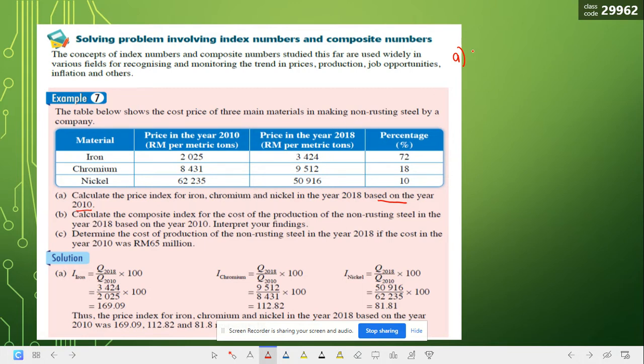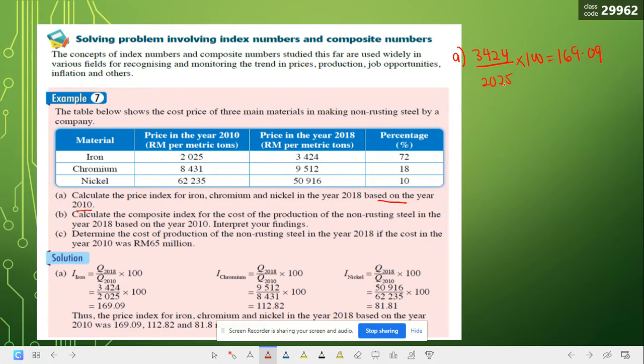So 23424, you divide with the base year, which is 2025, then you multiply with 100. So you will get 169.09. That means the price of iron is increasing by 69.09% from 2010 to 2018.